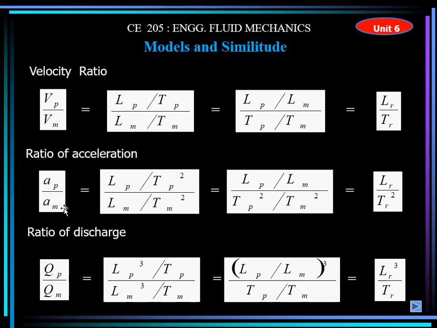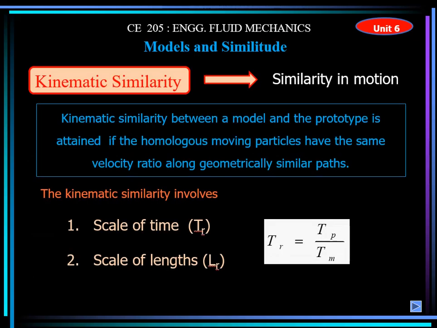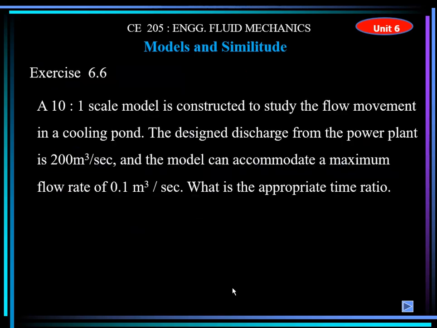Similarly, for the acceleration, we can develop AR equals LR over TR square, because we know that acceleration is length over time square. Similarly, Q is the volume over time, so LR cube over TR. In this way, we can have formulas for various quantities, and they can be utilized to solve problems related to the application of this kinematic similarity, and we can use the time scale and the length scale ratio. Let us see from one of the problems how to apply this.